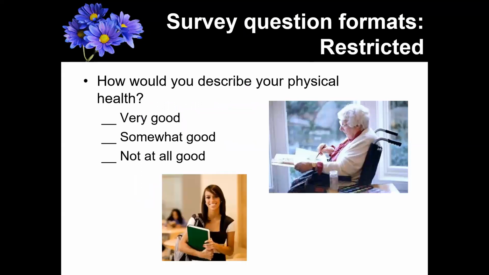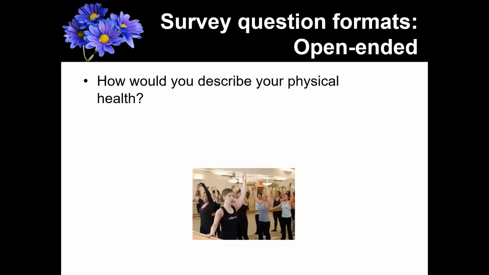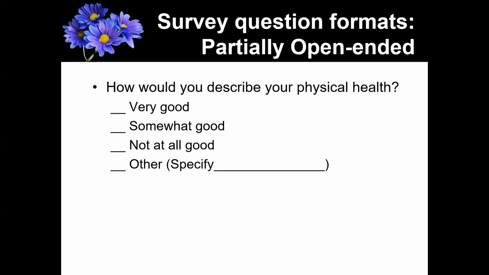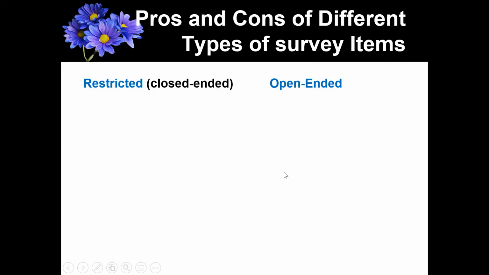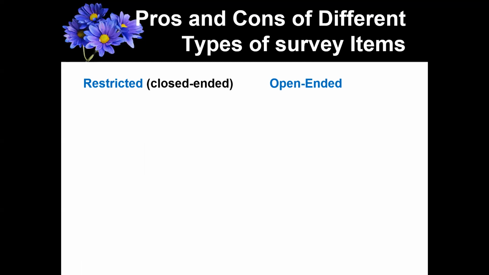So yeah, this is pretty straightforward. This is what restricted looks like. Again, just picking one option. This would be open-ended, so you just give them a question. They have to, again, answer it in their own words. And then the middle ground would be partially open-ended, meaning they can pick an option, but they can also pick other and then explain their answer. Okay, let's talk about the pros and cons of each of these methods.